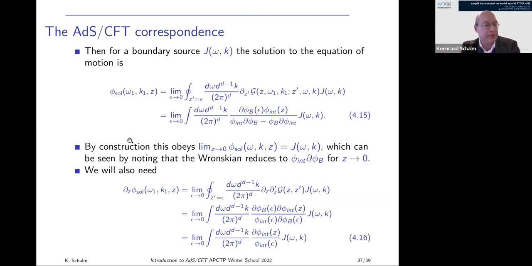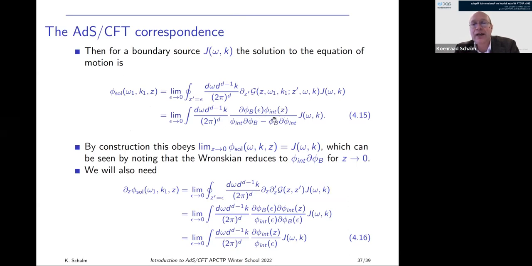Moreover, you can also see that by construction, it now obeys the right boundary condition. In fact, that's part of the derivation of Green's theorem. If I take Z to 0, and now also take Z prime to 0, then you get a Z equals 0 here.